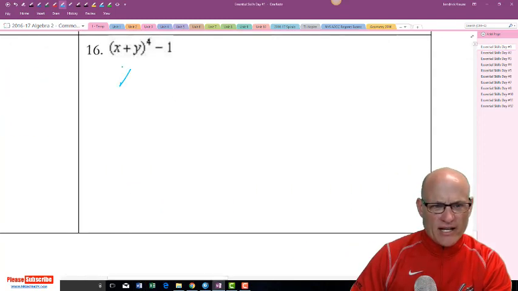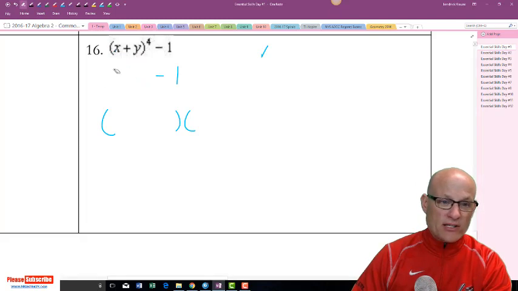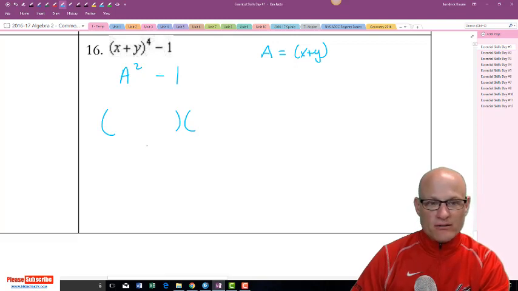So this is kind of like x to the fourth minus 1. If I just ignored this and pretended that was x to the fourth, here's what I would factor it to. Let's let capital A equal x plus y. This is called factor by, I don't know what they call it. Substitution factoring, I don't know. There's a name for it.